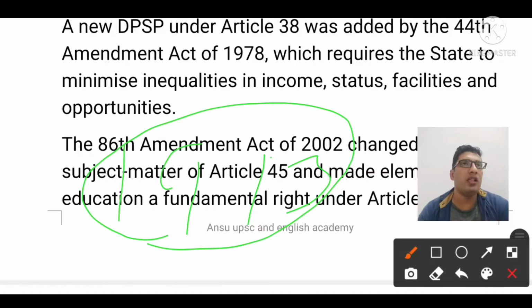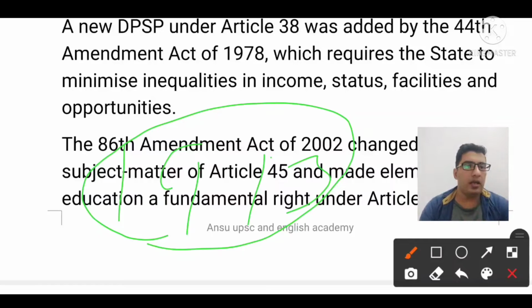After 1973 our judiciary explained this provision: yes, whatever law you made before 1973 and put in Schedule 9, there would be no judicial review. But after this day, 24th April 1973, if you put any legislation in Schedule 9, then there would be a provision for judicial review. This is the clause added in 1973.